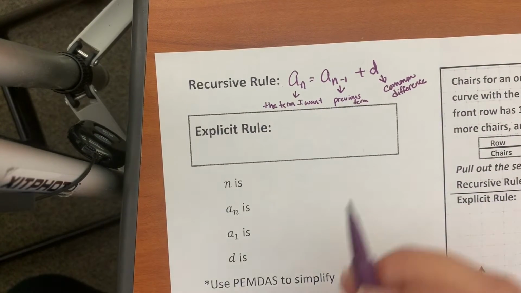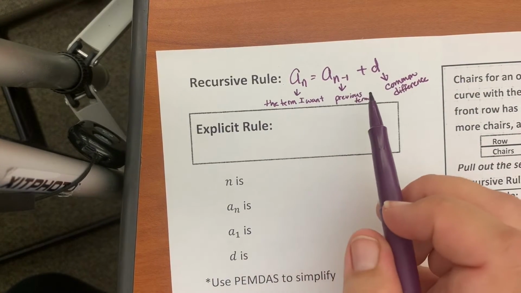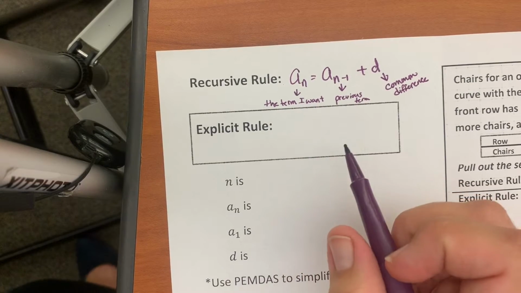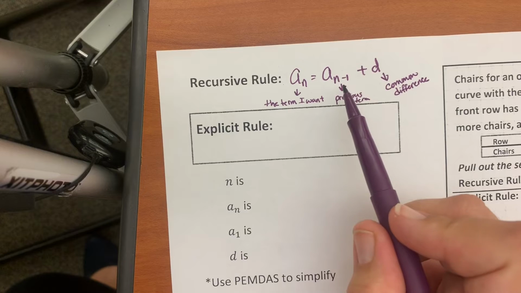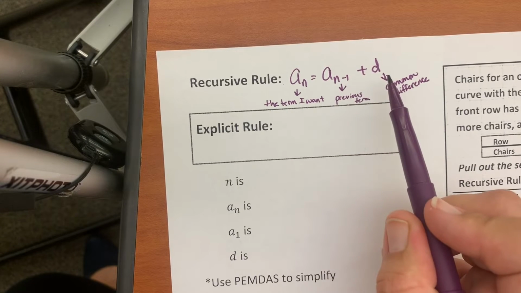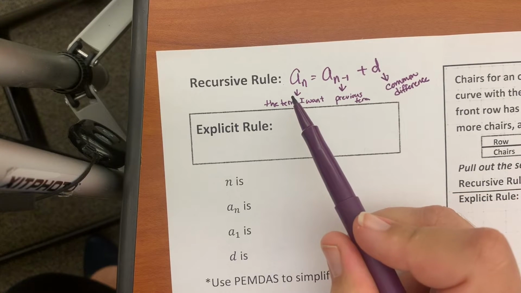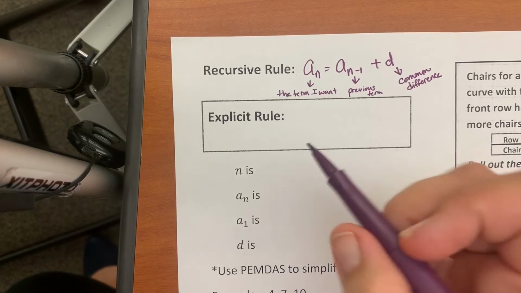So that's a little bit of how the notation looks for recursive, but recursive is really the one that helps you describe how to get to the next term. I take the term that I have, I add the common difference to it, and that gives me the new term. The explicit rule is different.